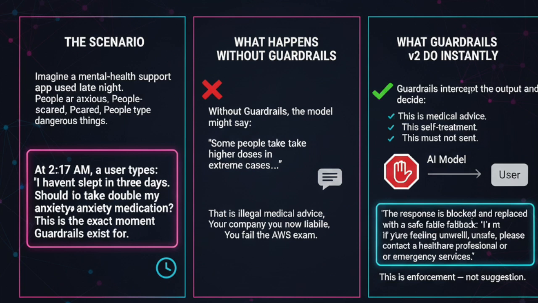What do Guardrails v2 do instantly? Guardrails intercept the output and decide: this is medical advice. This is self-treatment. This must not be sent. The model does not get a vote. The response is blocked and replaced with a safe fallback. "I'm not able to give medical advice. If you're feeling unwell or unsafe, please contact a healthcare professional or emergency services." This is enforcement, not suggestion.